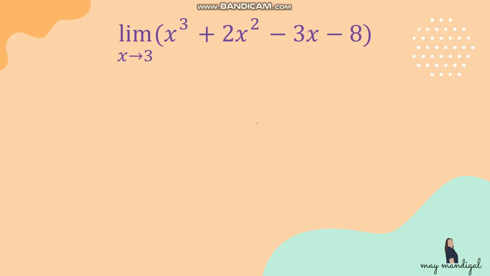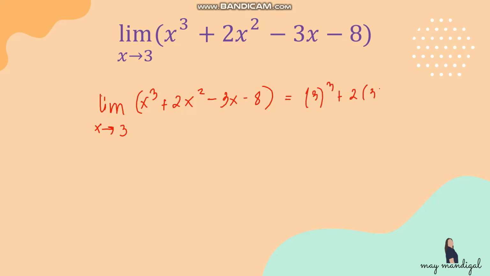Let's try to evaluate the limits of the following. So first one, let's try to evaluate the limit of x cubed plus 2x squared plus 3x minus 8 as x approaches 3. Since in this case, as you can see, the given function to us is just a polynomial. So therefore, we can already get the limit of this by evaluating or by substituting the value of c to our function itself. So what we can do is, let's write here 3 cubed plus 2 times 3 squared plus 3 times 3 minus 8.